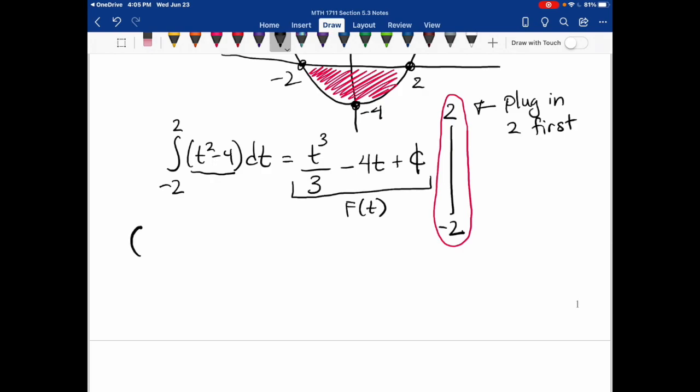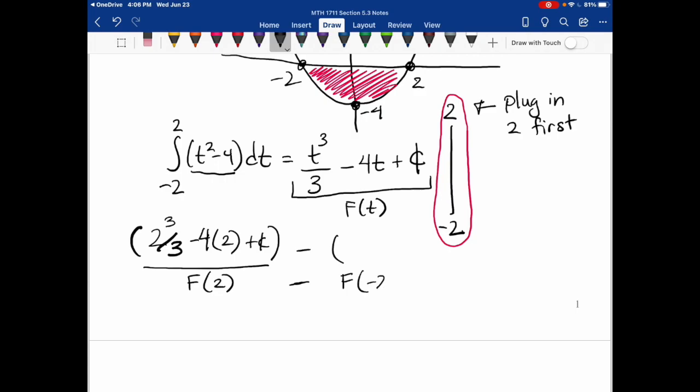So I'm going to take 2 and plug it into my antiderivative. So I have 2 to the third over 3 minus 4 times 2 plus c. So this is my capital F of 2. Now I'm going to subtract my capital F of -2. That's my second limit, my lower limit. Plug this in second. Okay, so I'm going to plug in -2 to the third over 3 minus 4 times -2. Then I have my plus c.